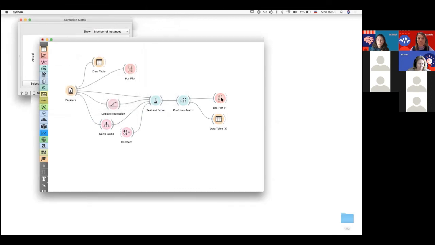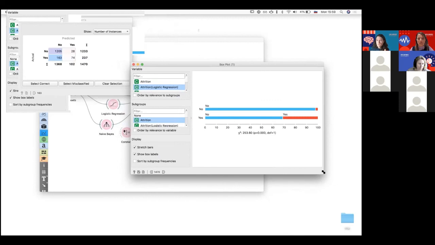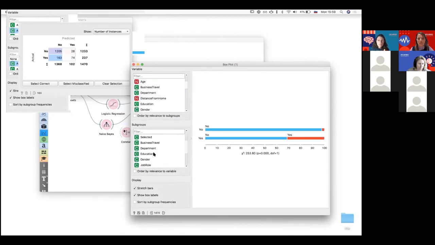So now, in the box plot, what I will do is I will ask Orange to split by selected. So now I'm looking at people that I selected in the confusion matrix, so my misclassifications, and everybody else, so all these three other groups. And now, again, I want to know what is specific for this group. So I use order by relevance to subgroups once again.